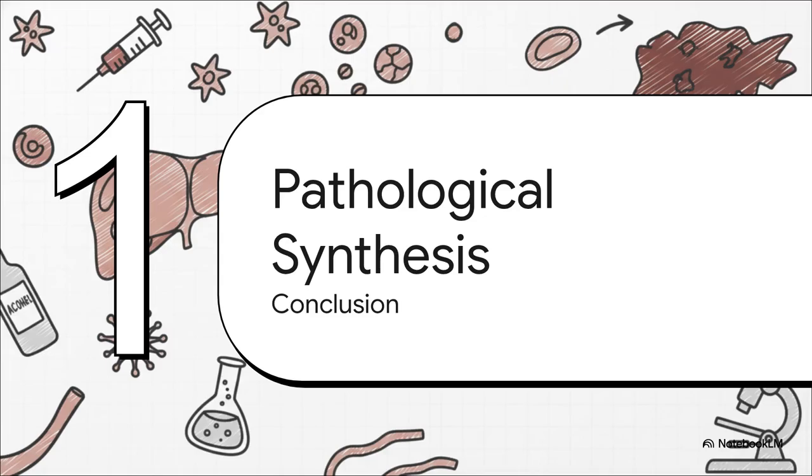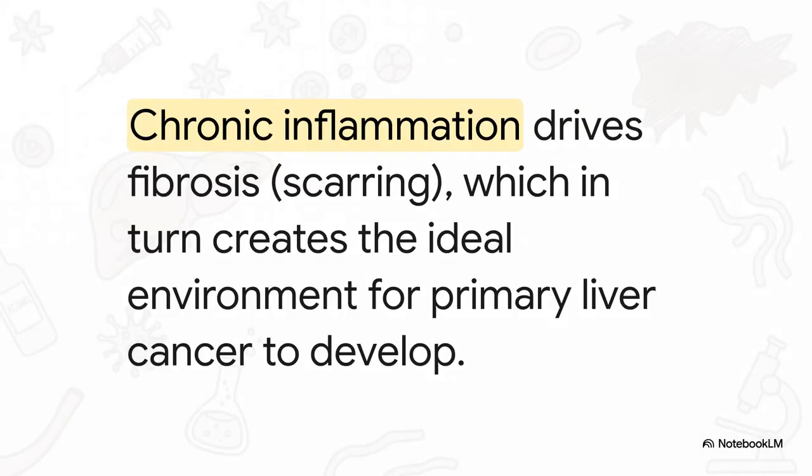All right, let's bring this all together in our final section. We've gone all the way from single gene defects to inflammation and finally to cancer. So what's the big idea? What's the thread that ties all of this together? Okay, if you remember just one thing from this whole discussion, let it be this. Chronic inflammation is the engine that drives liver cancer.